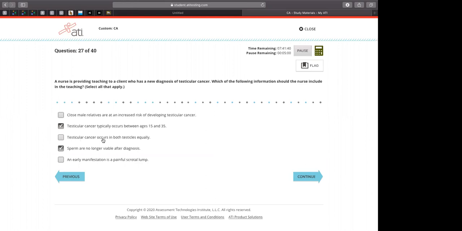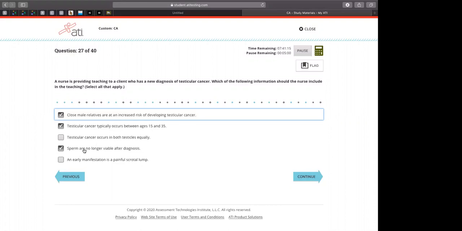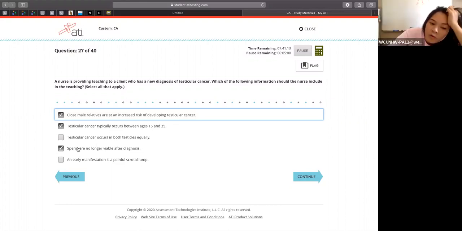I think maybe A, close male relatives. Yeah, this one for sure because it can be genetic. And then testicular cancer, because okay, I don't know that one. Sperms are no longer... Sperms are actually, it depends on what stage of cancer you have. So just because you have been diagnosed with cancer, that doesn't mean that the sperm that were produced are no longer viable. Does that make sense?